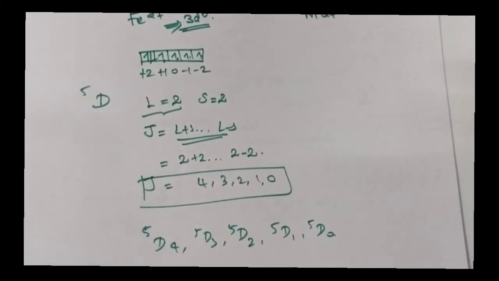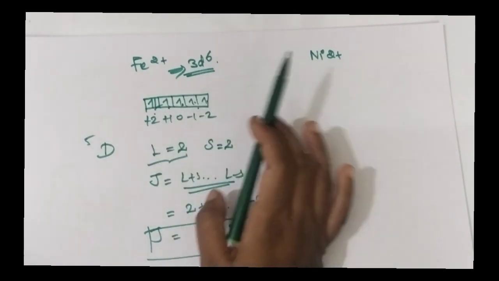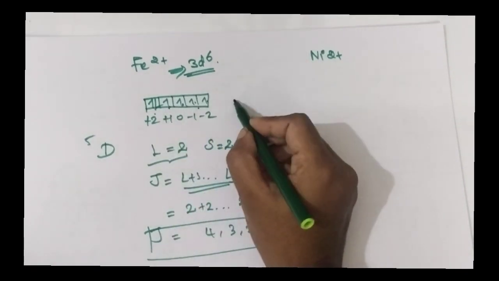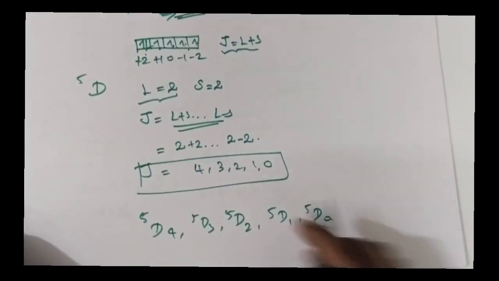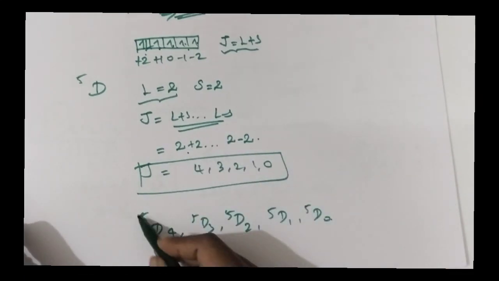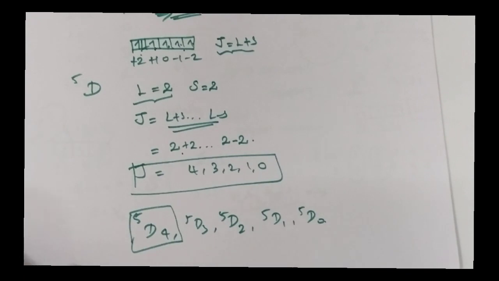But what will be the ground state term symbol? In all these cases you are having the same spin multiplicity and same L value, so no need to bother about those things. You have to find out the J value. Here in this case, it is more than half filled, right? More than half filled means you have to take the J value as L plus S. L is 2, S is 2, so it is 4. This is the ground state term symbol. These are the possible J values, 5 possible J values, but in this case this is the ground state term symbol.